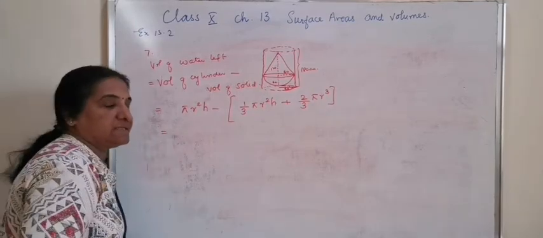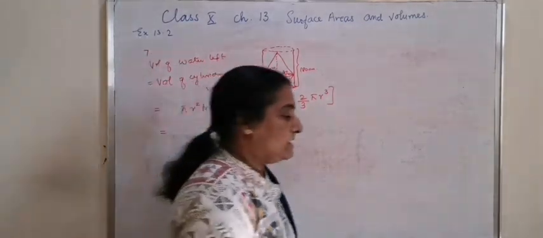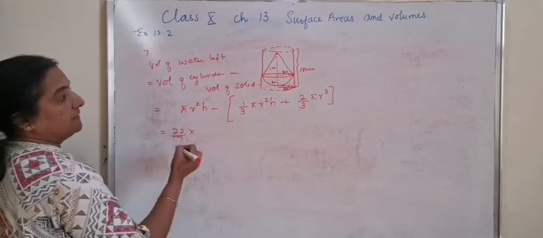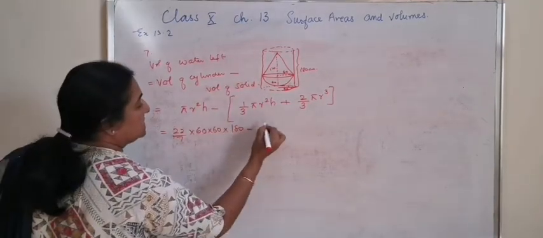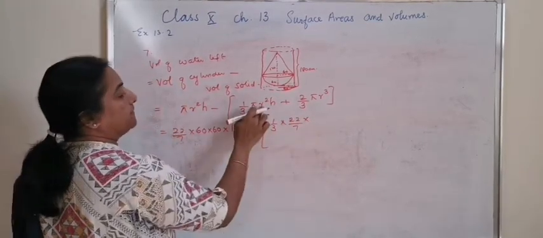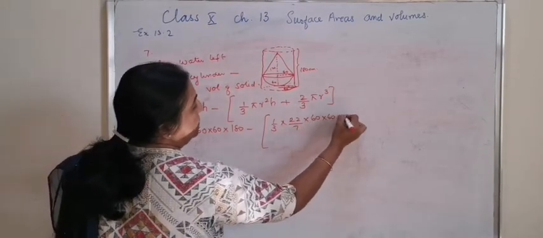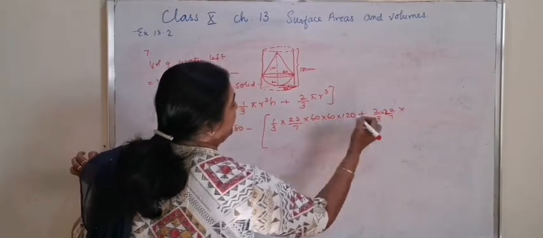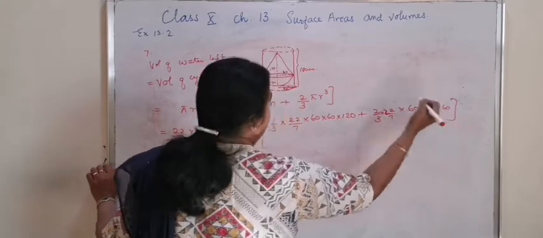Substitute the value of pi as 22 by 7. The value of pi is not given, so let's substitute 22 by 7. The volume is 60 into 60 into the height of the cylinder, 180, minus 1 by 3 into 22 by 7 into r square into h, which is 60 into 60 into the height 120, plus 2 by 3 into 22 by 7 into 60 into 60 into 60.